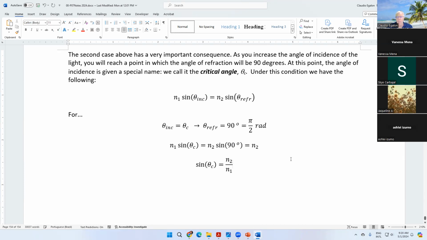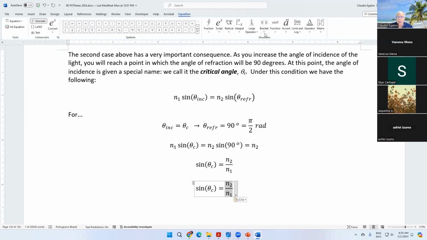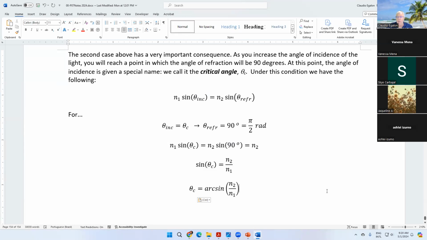And n2 over n1. Or the critical angle becomes the arc sine of n2 divided by n1. Okay, and we can even come up with some examples so you can have a feeling of how this equation works.